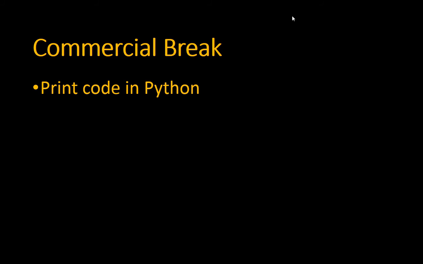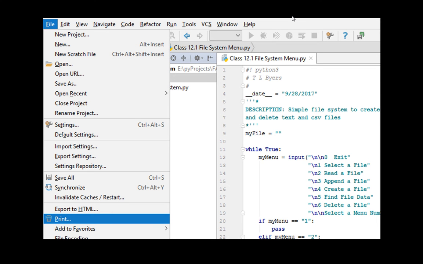Commercial break. Sometimes you want to print your code out in Python, either to bring it in and show me something, or maybe you want to take it with you. You're bored somewhere, and you want to look at the code without running it. Well, one of the things that we're able to do is print out either a selected module or a complete project in Python. I want to show you how to do that.